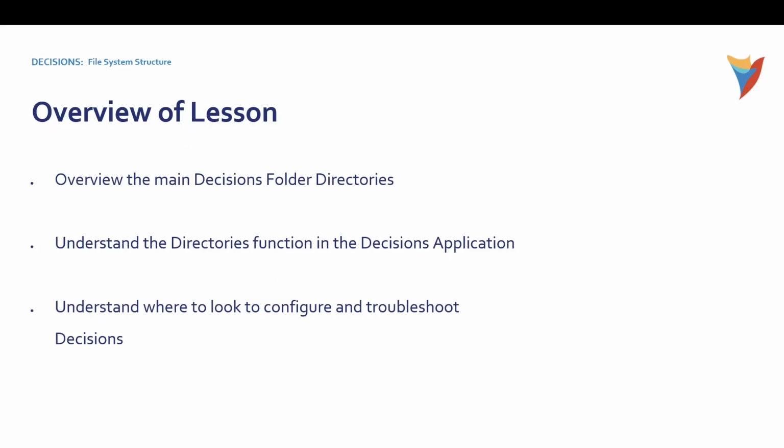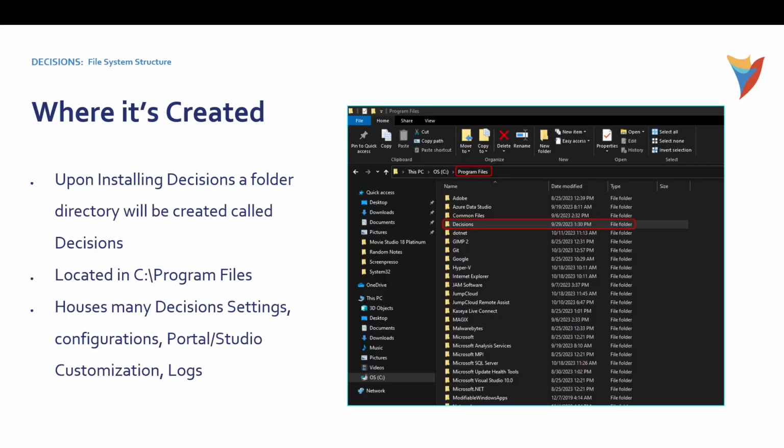Today we're going to be going over what the main folder directories are for decisions, understand how each directory functions within the decision application, and understand where we want to look in order to configure or troubleshoot decisions. So let's get right into it.